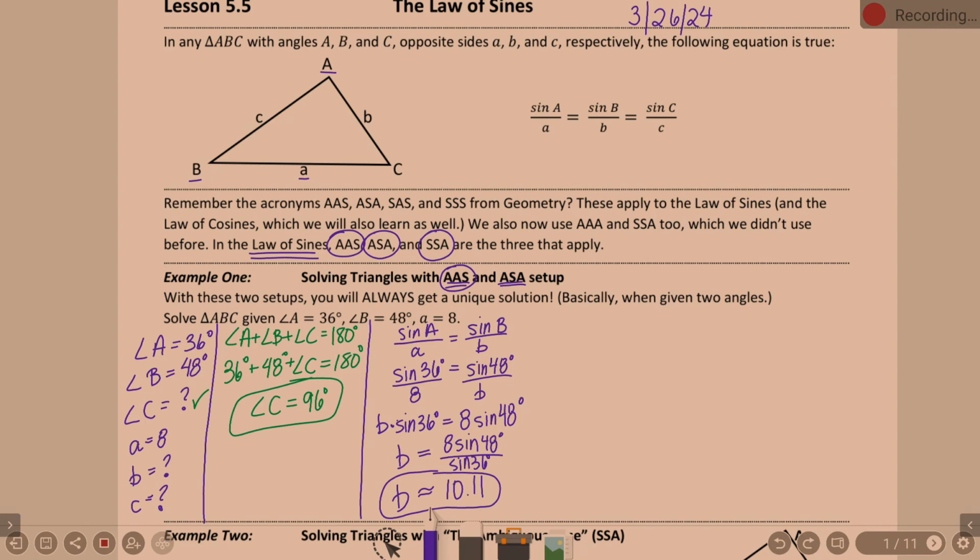Okay. Okay, that's how your law of sines works. How can I use law of sines to find side C, my last missing piece?